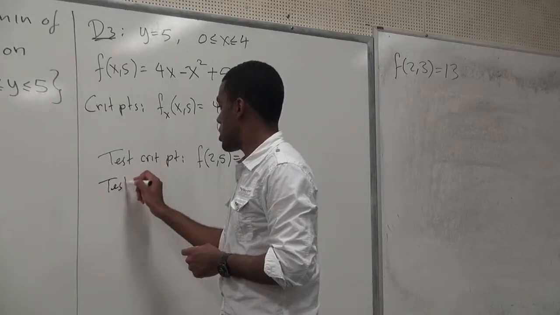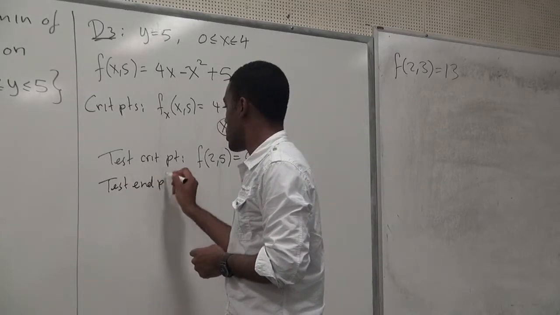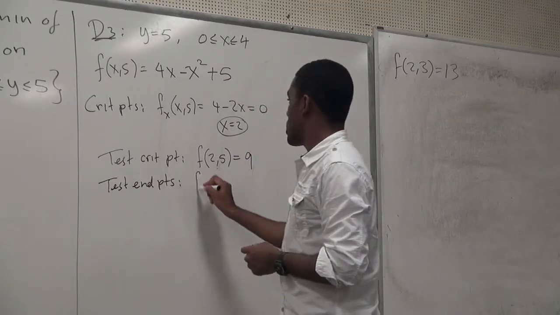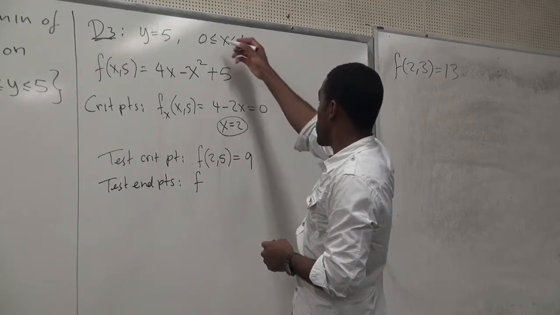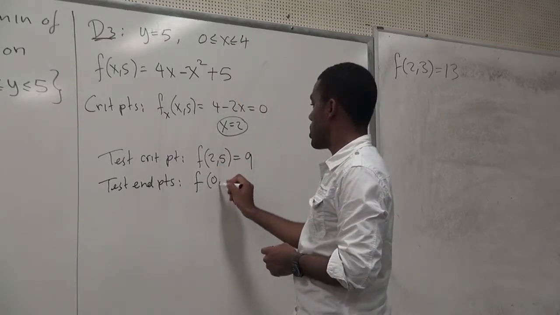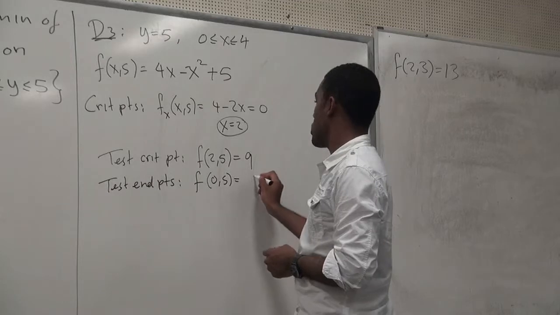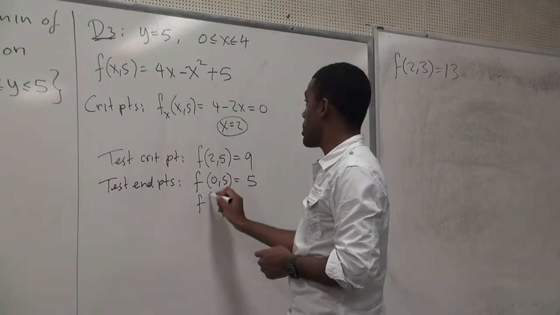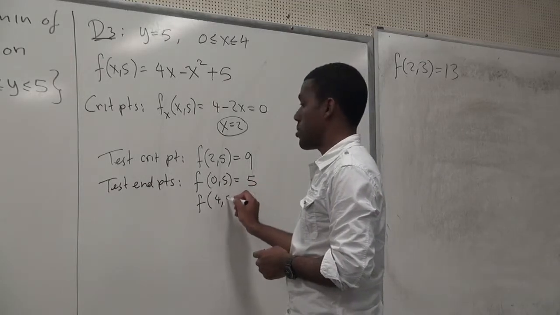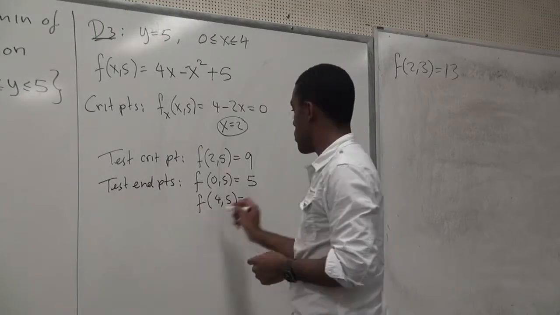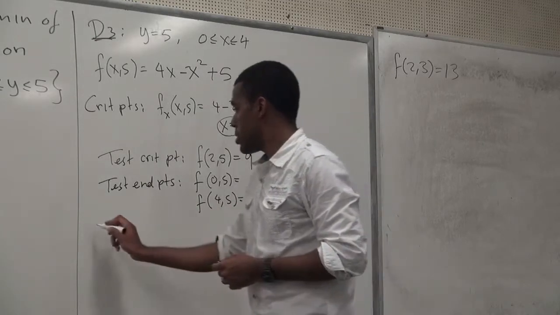Test endpoints, which means I want to actually plug in x equals 0, 0 comma 5, which will give me 5, and x equals 4, 4 comma 5, which we already found, which is 5.